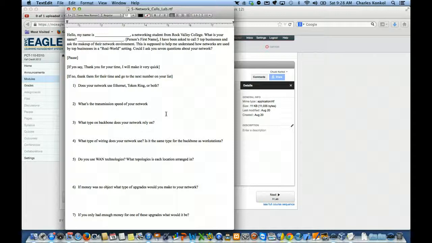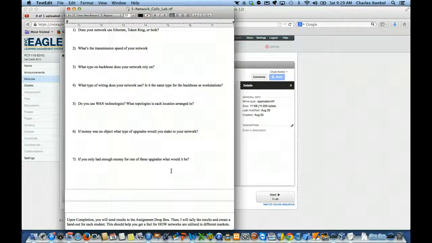The first one is, does your network use Ethernet, token ring, or both? Wait for the response. If they say, "I don't know," go on to the next question. Number 2, what's the transmission speed of your network? Number 3, what type of backbone does your network rely upon? Number 4, what type of wiring does your network use? Is it the same type for the backbone as for the workstations?